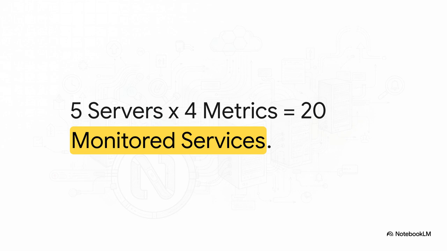And this quick math illustrates just how fast your monitoring load scales up. In Nagios terminology, every single thing you monitor is called a service. So if you have 5 target servers and you want to monitor 4 specific metrics on each of them, say HTTP, SSH, FTP, and SMTP, Nagios multiplies those out to track 20 distinct services on your dashboard simultaneously. It gives you this incredibly granular bird's-eye view of your entire infrastructure.